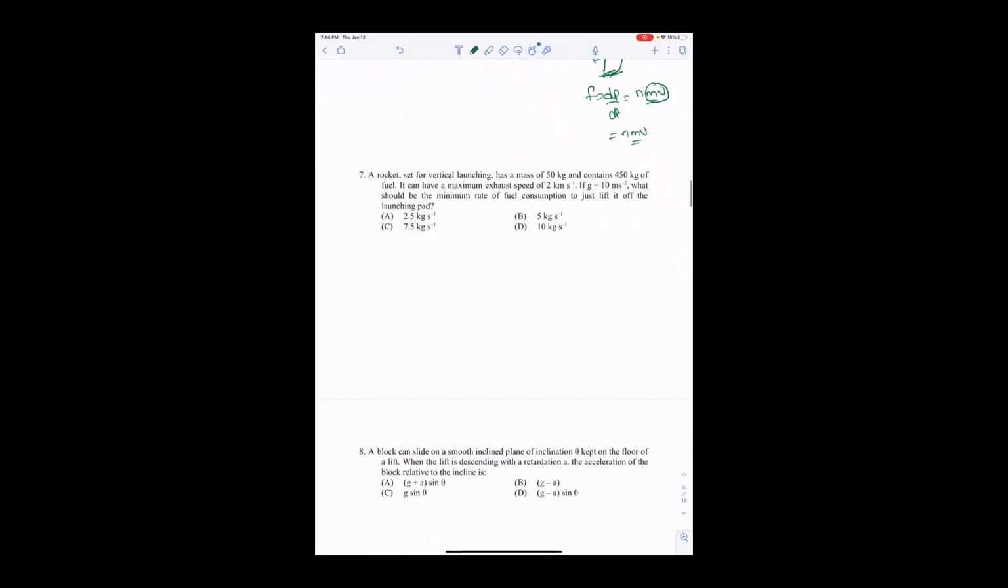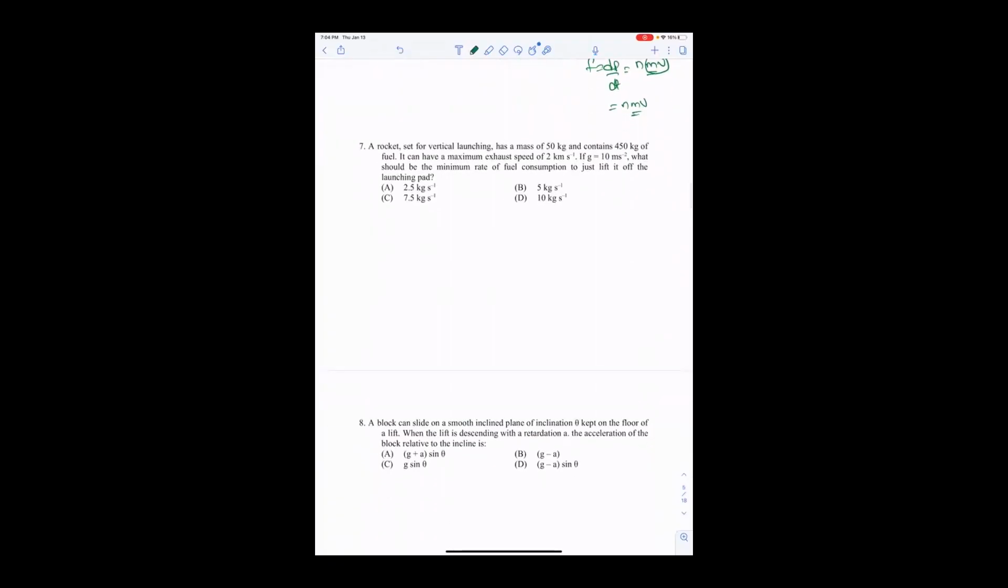A rocket set for vertical launching has a mass of 50 kg. So there is a rocket whose mass is 50 kg, and it contains fuel of 450 kg. It can have a maximum exhaust speed. Whatever exhaust comes, the speed is 2 km per second, which is 2000 meters per second. Conversion of units. G is 10.